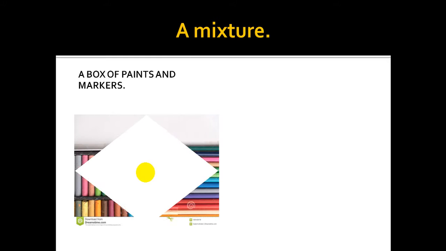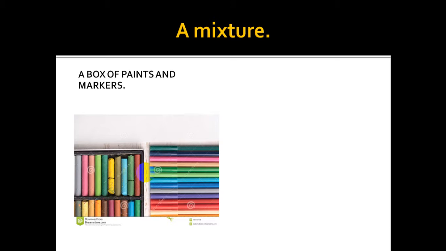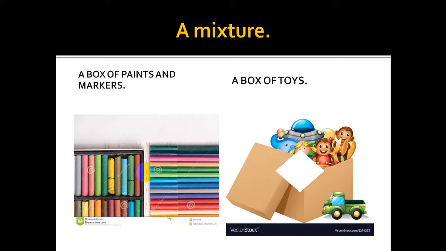Another example of mixture, a box of paints and markers. Even your pencil case at school, it has a mixture of many things. Your pencils, your pens, your colors, rubber, an eraser, ruler, and many things. You can identify each of them. Each of them is keeping its identity. Another example of a mixture is a box of toys. When you put your toys inside a box, you can recognize each of them. Each of them is keeping its identity.